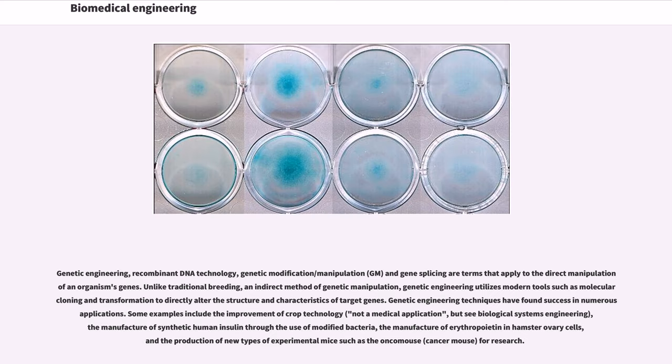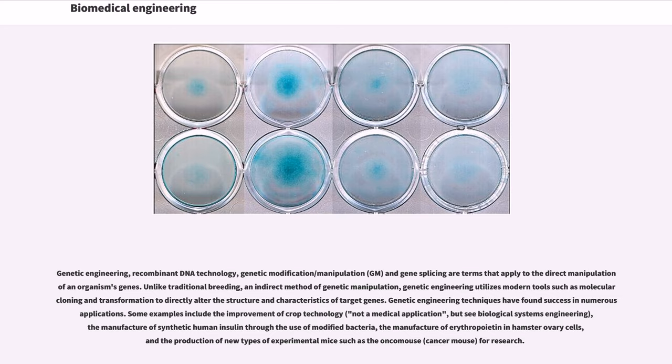Genetic engineering, recombinant DNA technology, genetic modification/manipulation, GM, and gene splicing are terms that apply to the direct manipulation of an organism's genes. Unlike traditional breeding, an indirect method of genetic manipulation, genetic engineering utilizes modern tools such as molecular cloning and transformation to directly alter the structure and characteristics of target genes.